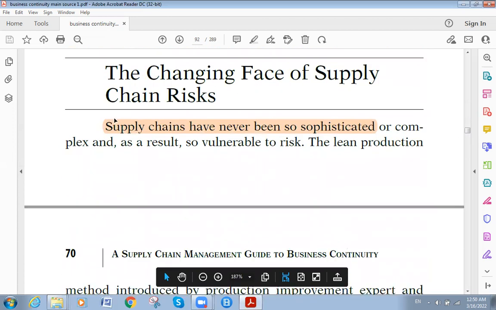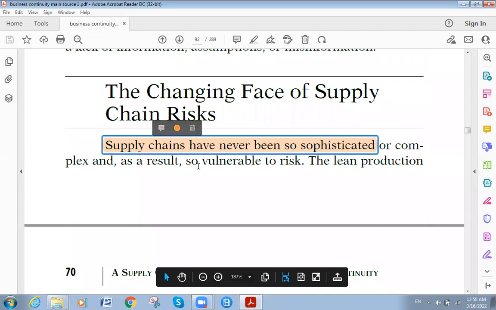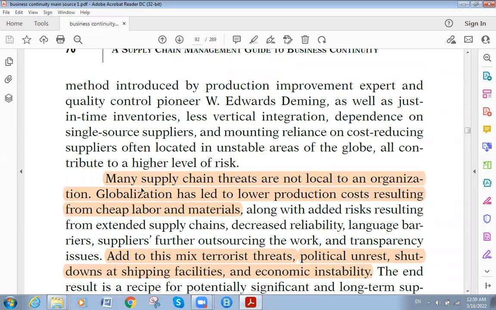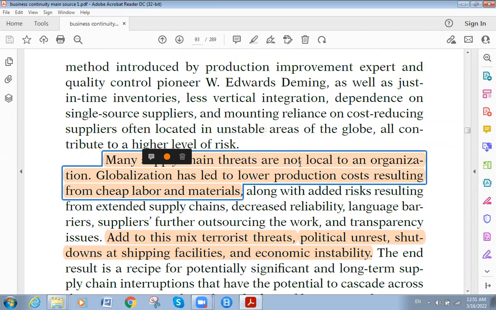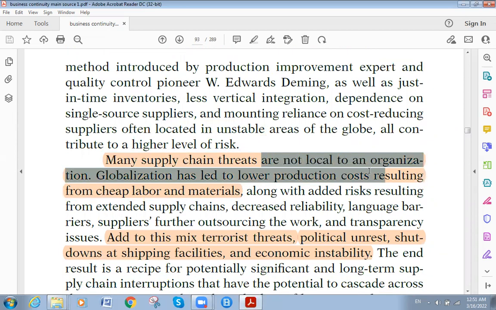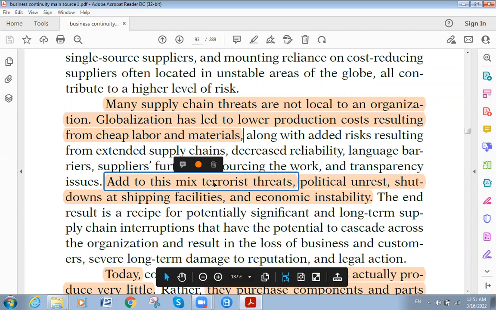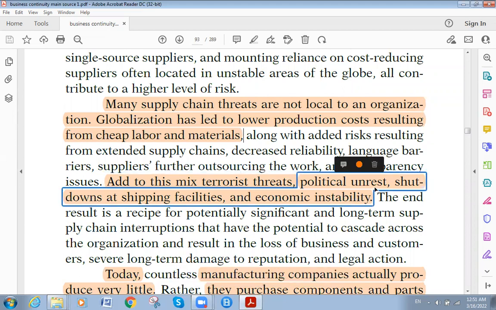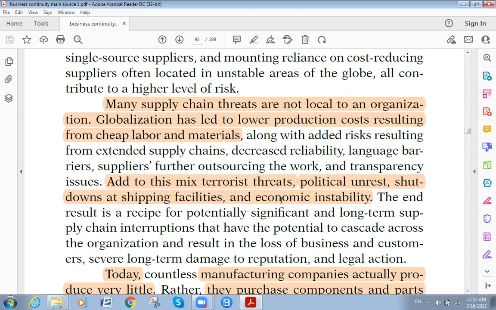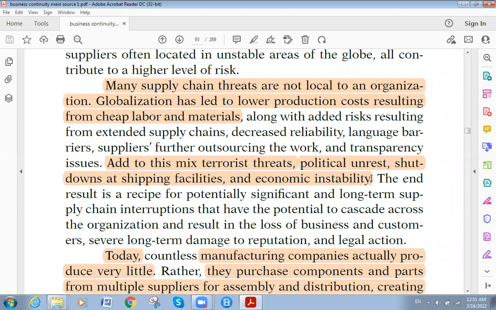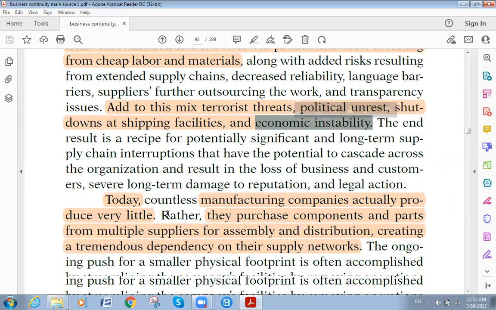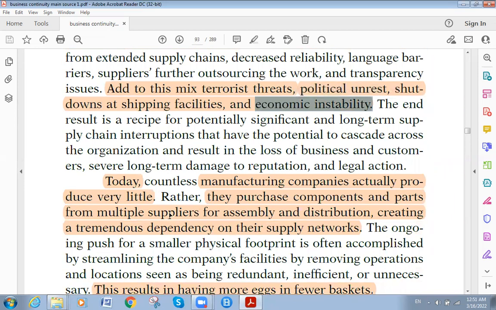The changing face of supply chain risk. Supply chains have never been so sophisticated; it's a very difficult thing. Many supply chain threats are not local to an organization. Globalization has led to lower production costs resulting from cheap labor and materials. Add to this, terrorist threats also happen, the political situations, the unrest, the shutdowns; all these also affect economic stability. All those factors, we have to assess all of them for risk mitigation.